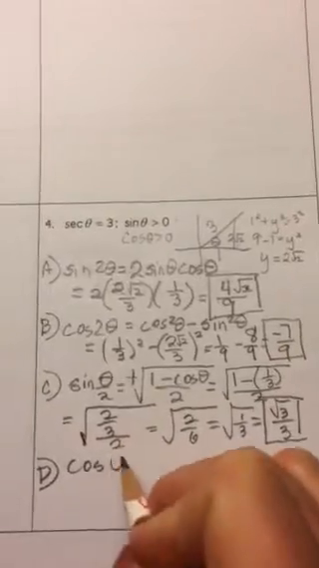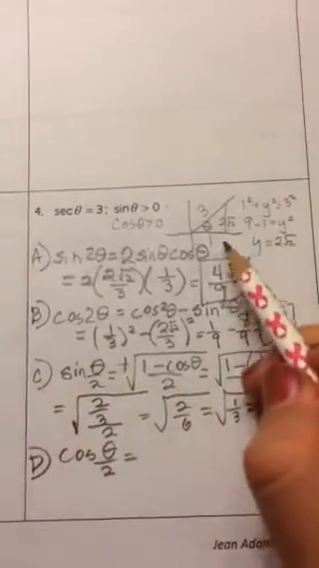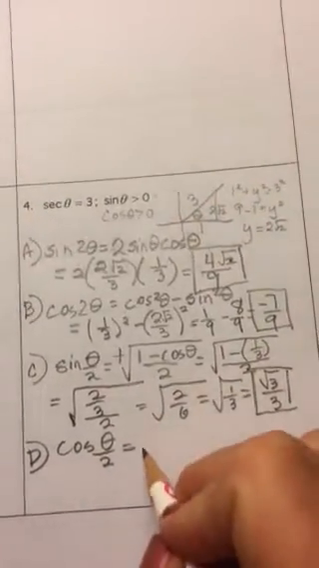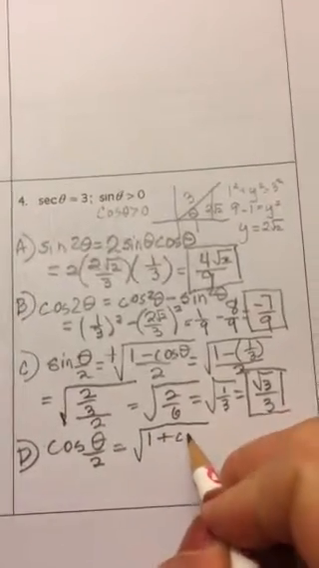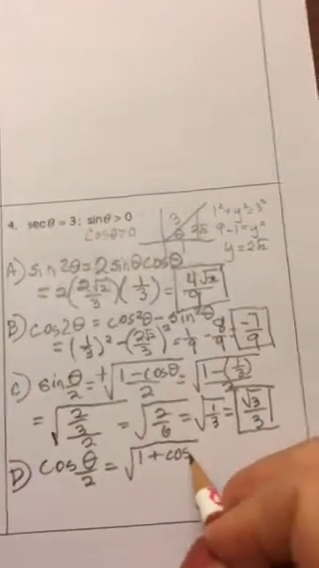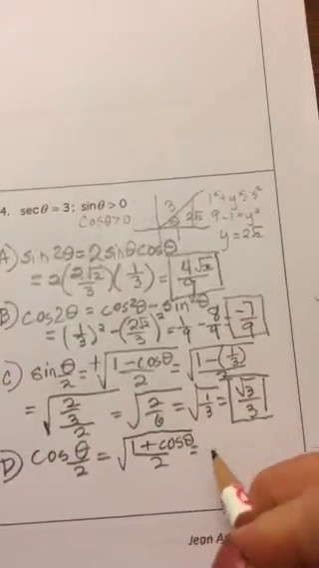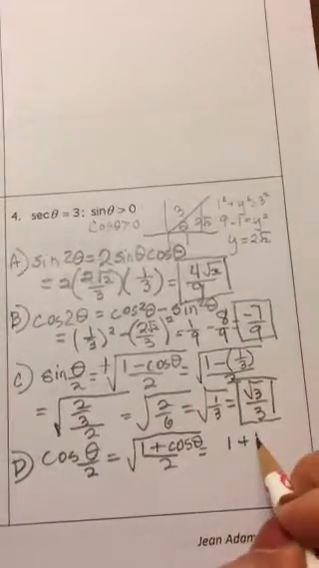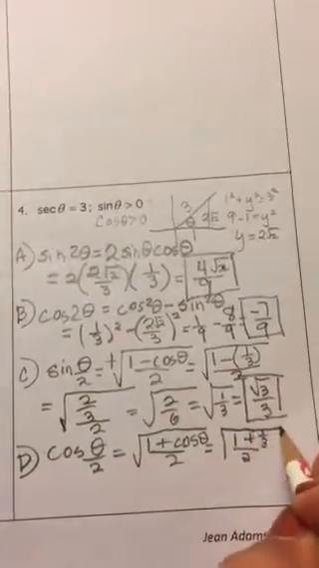Cosine theta divided by 2. I'm in quadrant 1 because I gave the second given restriction. I'm going to use 1 plus the cosine of theta divided by 2. Okay? 1 plus 1/3 divided by 2 underneath the radical.